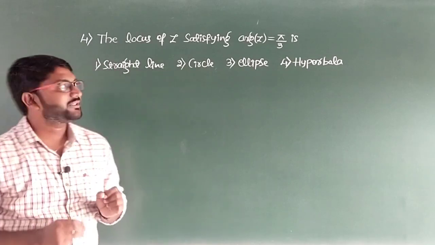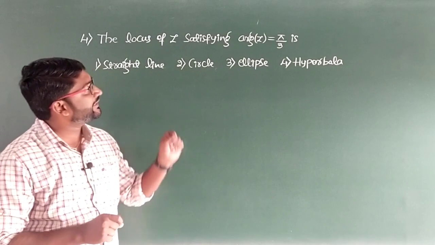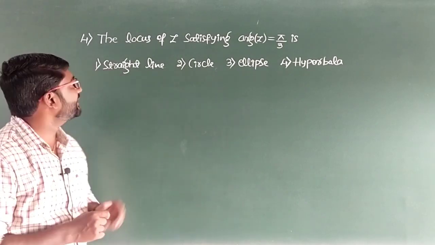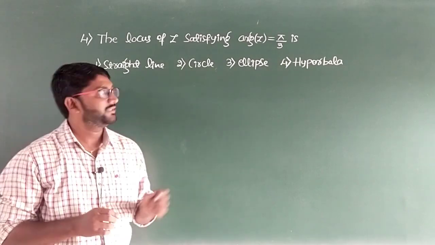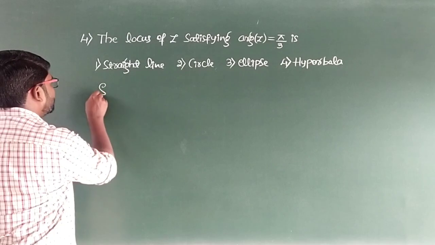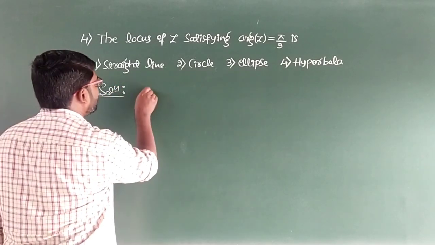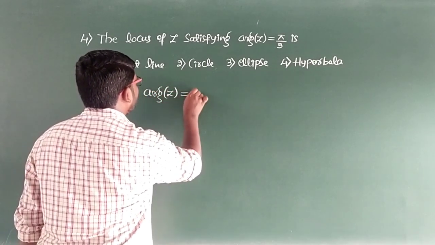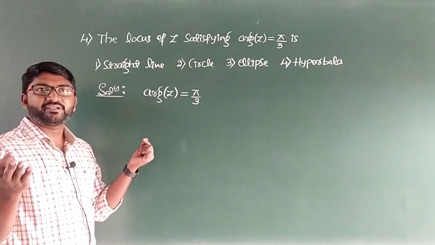Well, question number 4. The locus of z, the complex number, satisfying argument of z is equal to pi by 3 is: and the 4 options are straight line, circle, ellipse, and hyperbola. So let us consider the given information here. It has been given that the argument of the complex number is pi by 3. So what is the meaning of the argument? Argument and amplitude are one and the same.